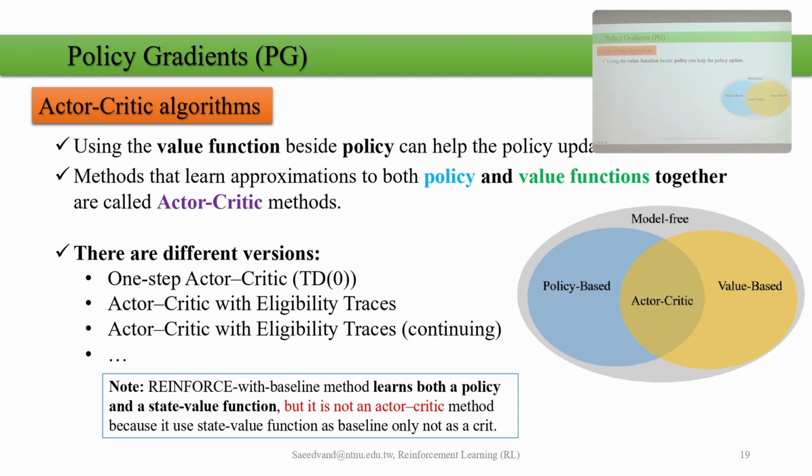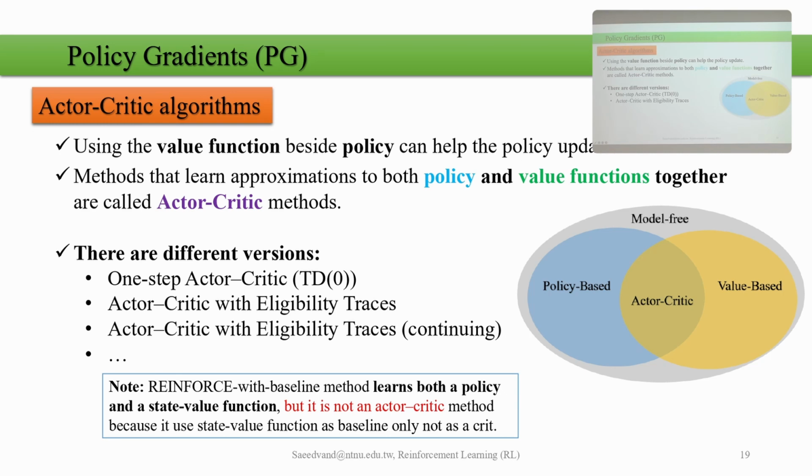So we say using a value function besides the policy, we can make the policy updates better, and that method approximates both the policy and the value function, called Actor-Critic. I already explained, and there are different versions of Actor-Critic. Too many different versions, actually. One of the basic starting points of policy gradient is one-step Actor-Critic, which is based on TD0 again, temporal difference zero.